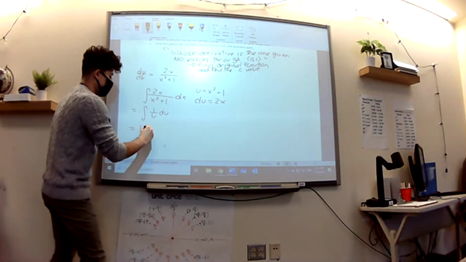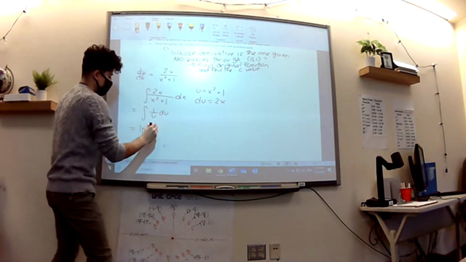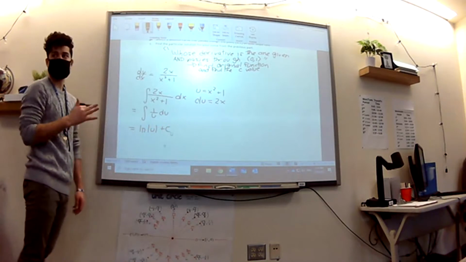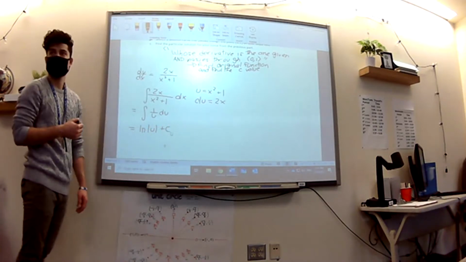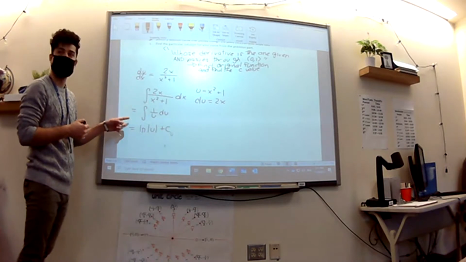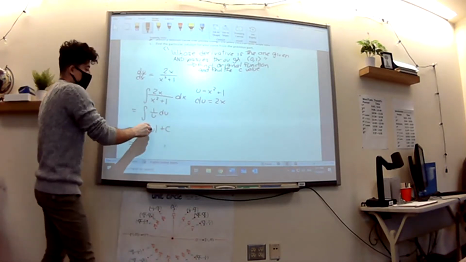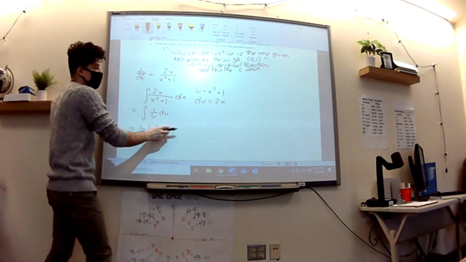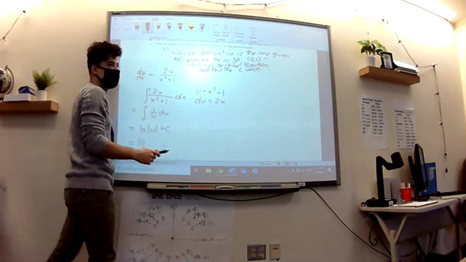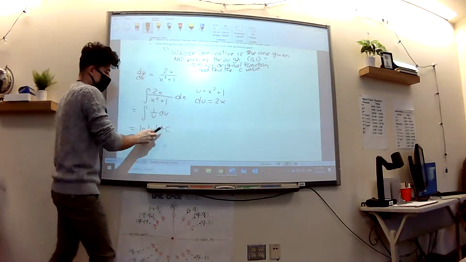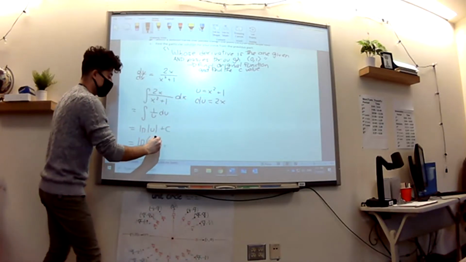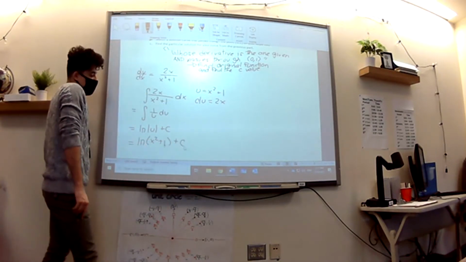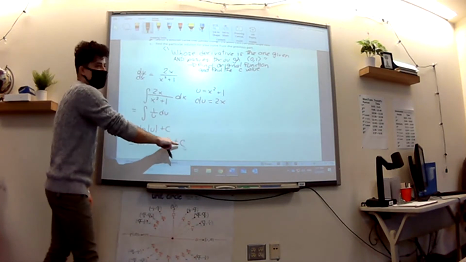Meaning that my antiderivative is natural log of absolute value of u plus c. Did I lose you? No, I just did. Okay, and then natural log of u would be natural log of x squared plus 1. This is kind of neat. This is absolute values, but since x squared plus 1 is always positive, I don't really need the absolute values, which I think looks cleaner. If you kept the absolute values, it doesn't matter, but I just think this looks cleaner. So there's my antiderivative, but I got to find the c value as well.